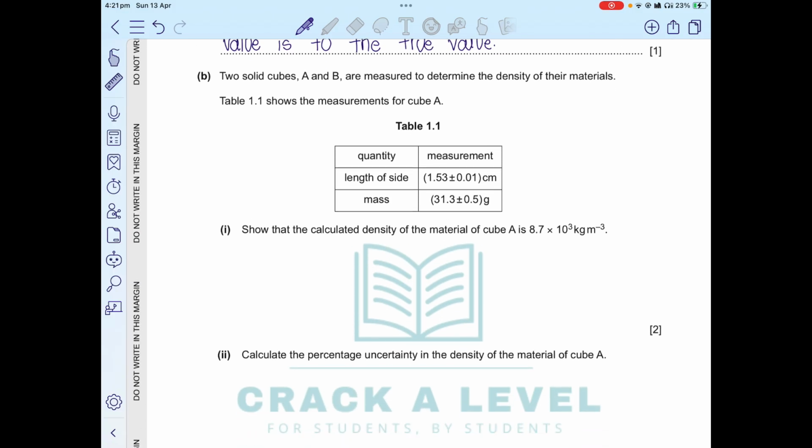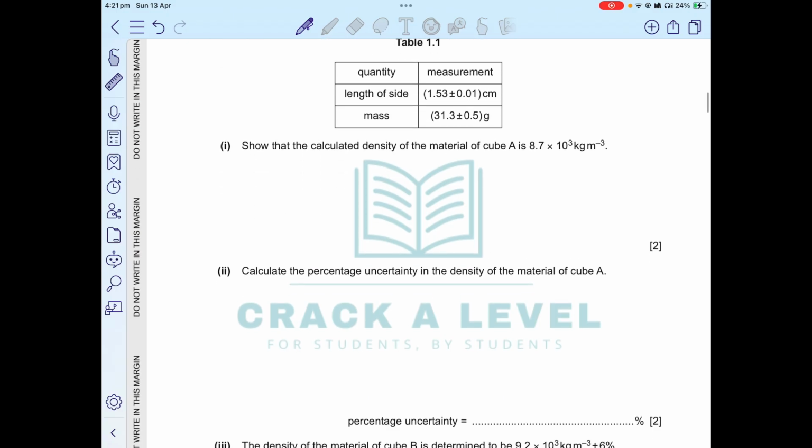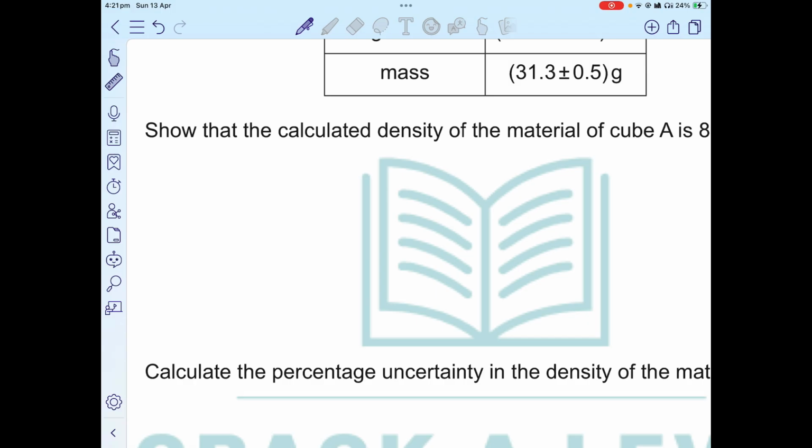Two solid cubes A and B are measured to determine the density of the materials. Table 1.1 shows the measurements for cube A. Show that the calculated density of the material of cube A is 8.7 × 10^3 kg m^-3. Now the first thing that you really need to understand is what is the formula for density. The formula for density is rho equals the mass over the volume, although you could say this in word form as well, that is density is equal to the mass divided by the volume.